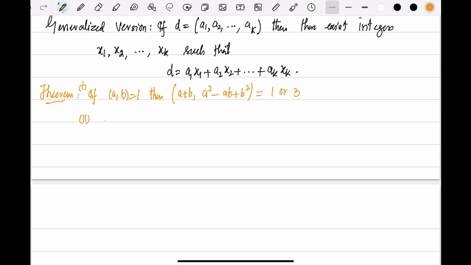Similarly, the second property: for any two integers, GCD of (a plus b, (a to the power p plus b to the power p) divided by (a plus b)) is either equal to 1 or p. And similarly, we have this third property: GCD of (n factorial plus 1, (n plus 1) factorial plus 1) is always equal to 1. So that means these two numbers, n factorial plus 1 and (n plus 1) factorial plus 1, are always relatively prime.